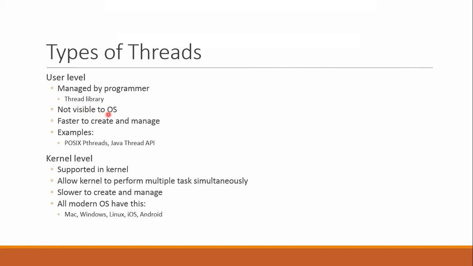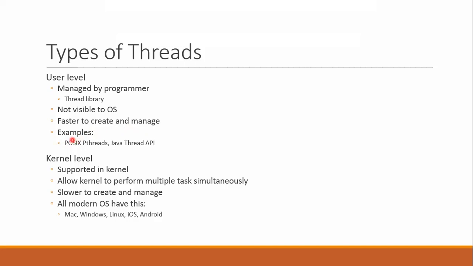This means kernel is unaware of user level threads. All the thread management is done in the user space without the need for kernel intervention. User level threads are faster to create and manage. The reason is that kernel is not involved in thread management or in thread creation. So thread creation is faster and it is easy to manage the threads because all the management will be done by the programmer in the user address space.